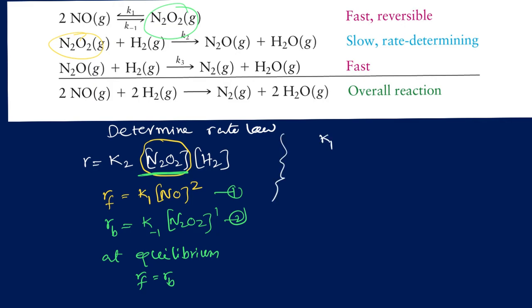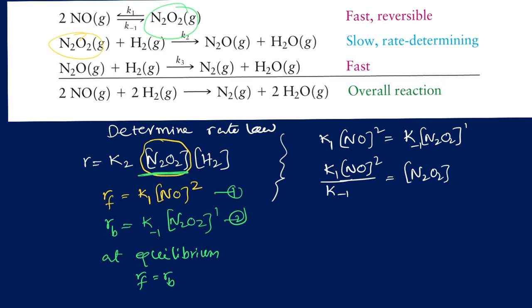Therefore I can write K1 NO square is equal to K minus 1 N2O2 concentration power 1. So now I want N2O2, which means K1 NO square divided by K minus 1 is equal to N2O2 concentration power 1. Now this is equation number 3. So now we can put this into the first one.